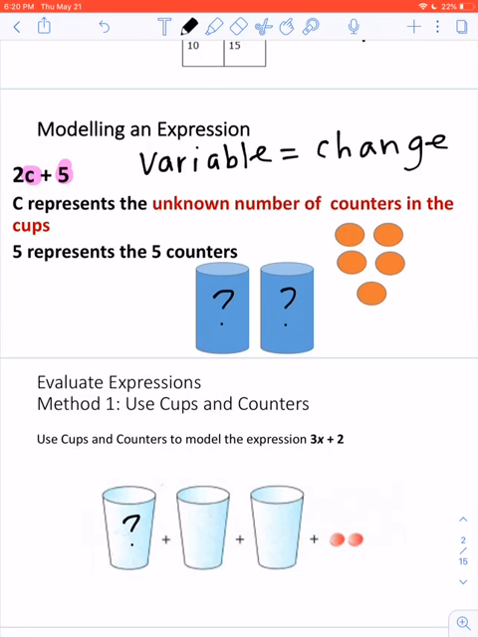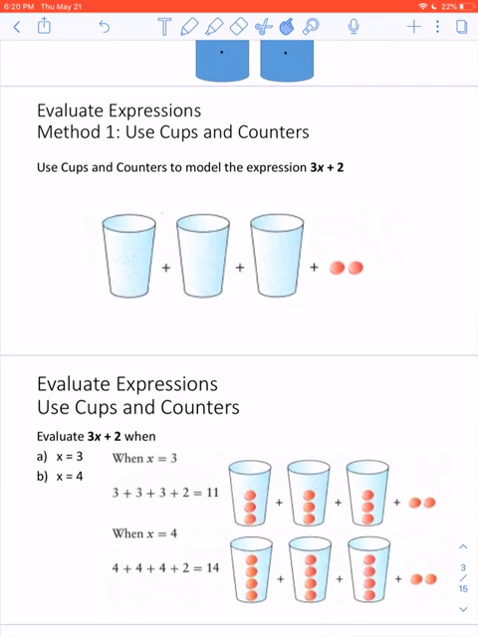All right. So, now that we have 3x plus 2, we're going to do the part where we try and plug in a number for x. You're going to be told how many counters are inside the cup. And then you're going to figure out the total number of counters. So, in this case, it says evaluate. Anytime it says evaluate, you're going to be plugging in a number for x.